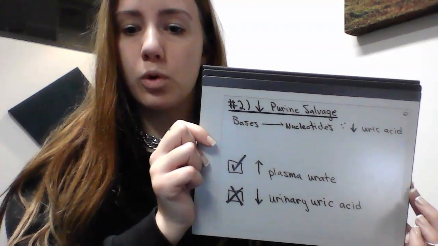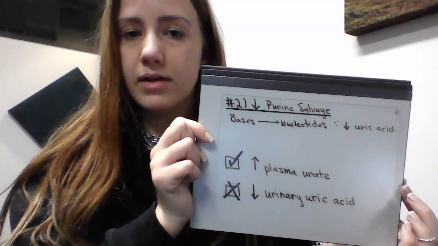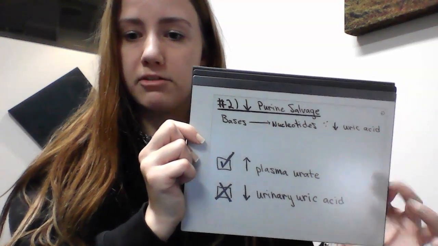However, if there were an increase in urinary uric acid as expected, then this would explain the increase in plasma urate as previously discussed.